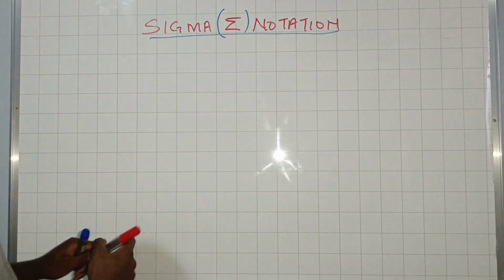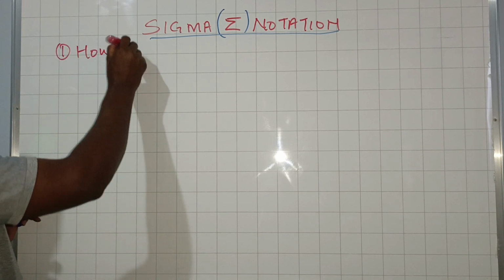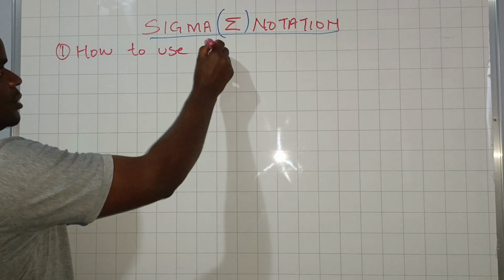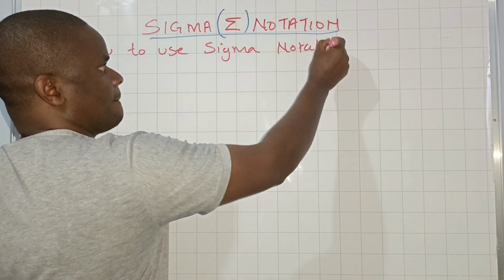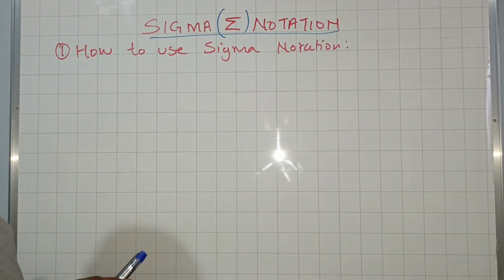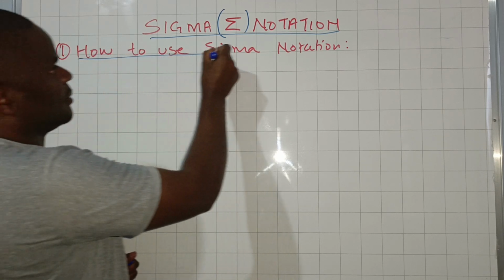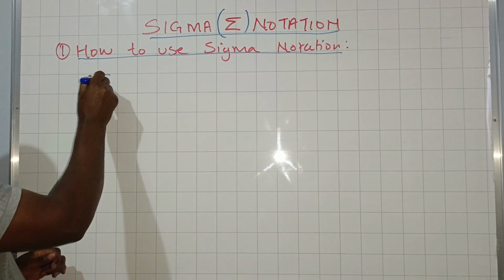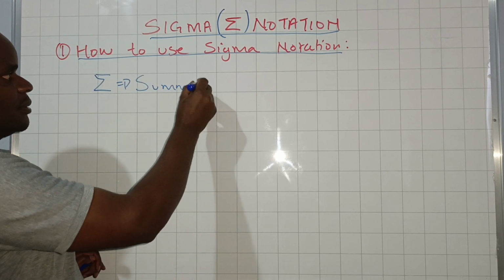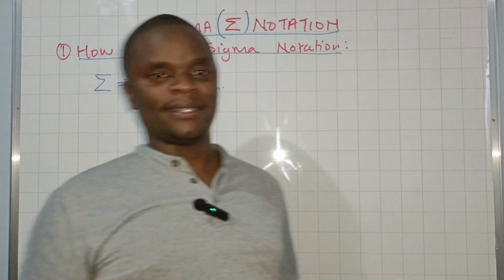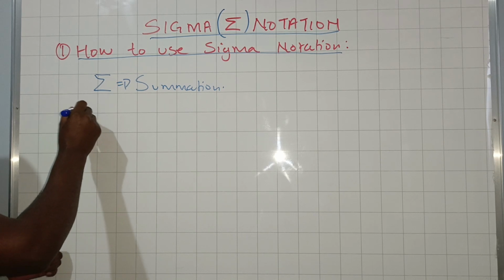So let's start us off with how to use sigma notation. Let's first of all start with how to use sigma notation. And I'm going to start off with what is sigma. So sigma is basically summation. We are going to be adding terms in this lesson. So let's deal with some examples.